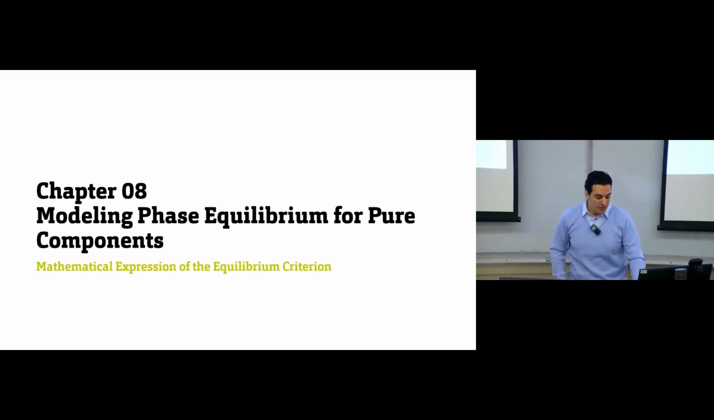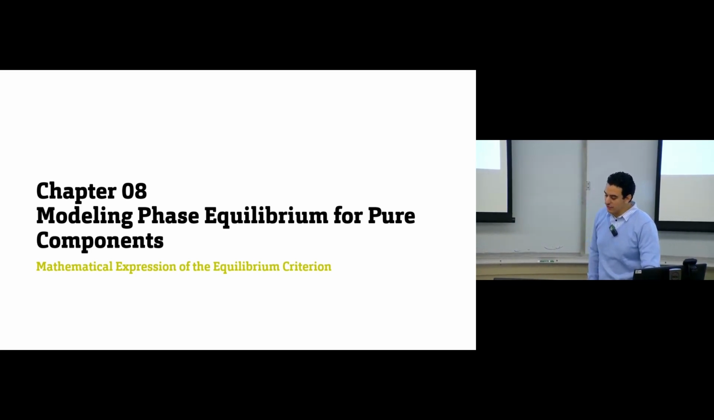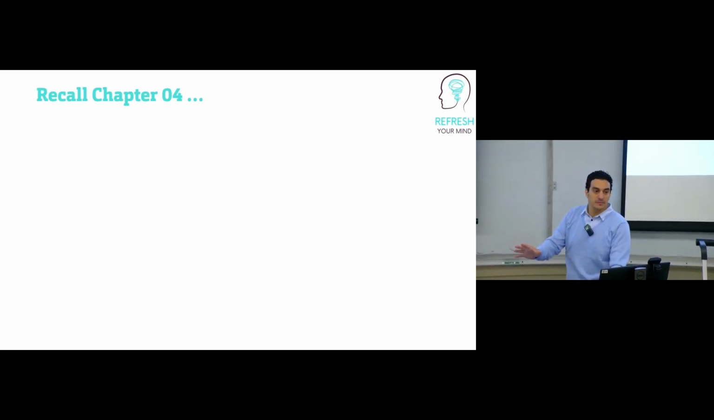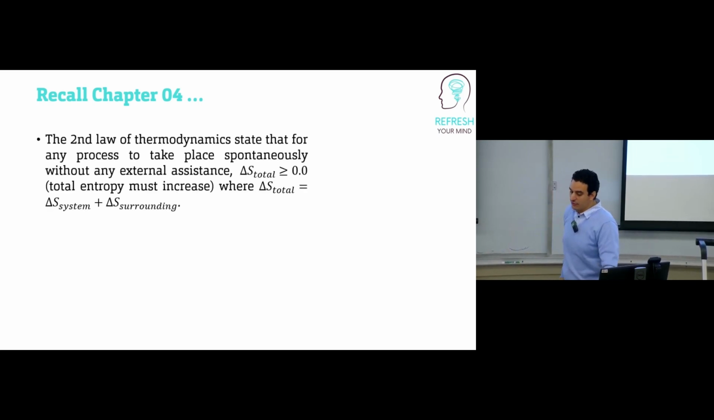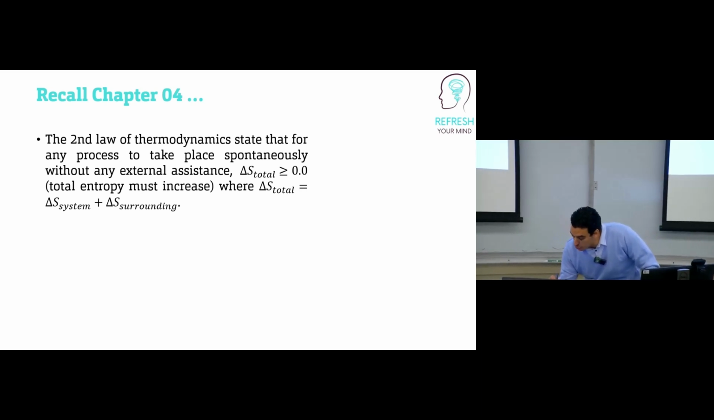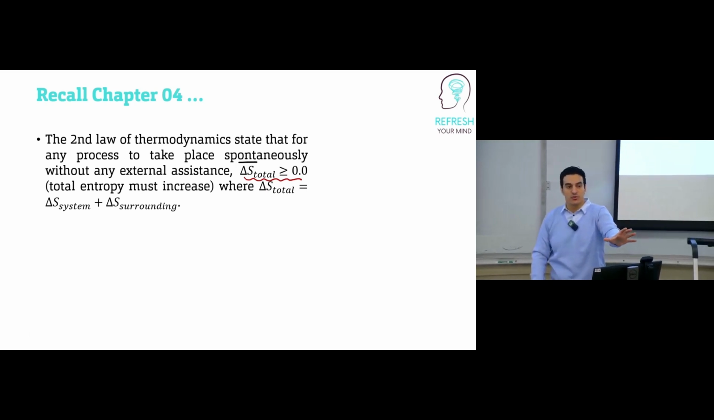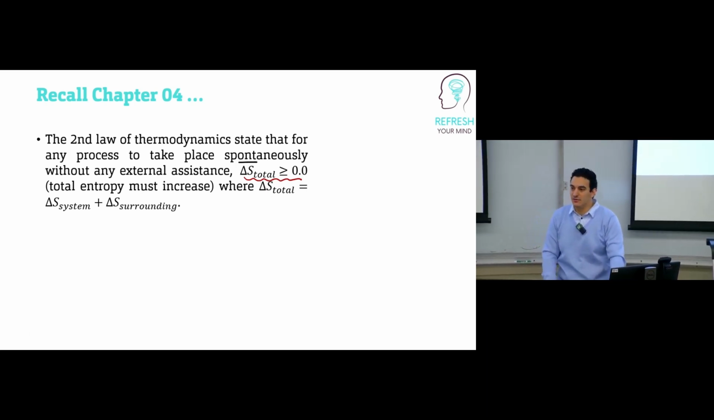Okay. How do we think of these mathematical models? The first thing scientists thought about, when they started this approach, was that we know entropy, so we can use entropy as the criterion to describe phase equilibrium. If we recall, in chapter 4 we discussed the second law of thermodynamics. It says that for any process to occur spontaneously without any external assistance, the total entropy change should be greater than or equal to 0. Equal to 0 for a reversible process, more than 0 for an irreversible process.